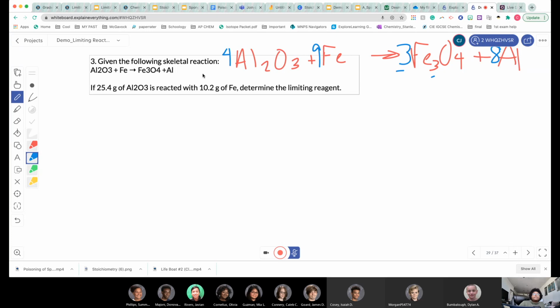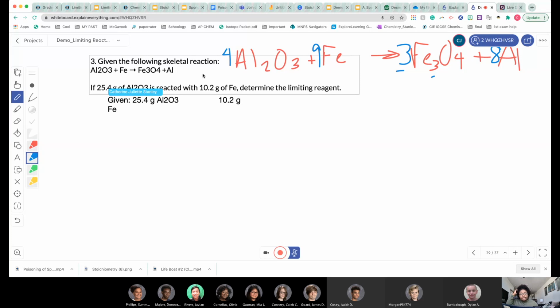So we need to figure out what I've been given. What have I been given in this equation? My given is, I have 2, right? 25.4 grams of Al2O3. And my second given is 10.2 grams of Fe.